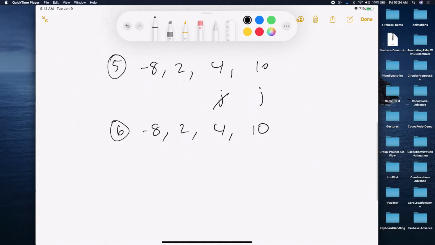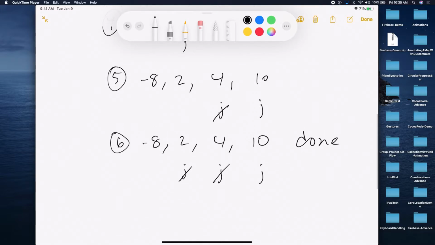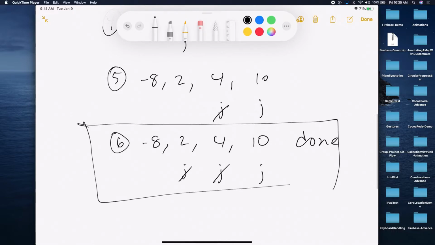We start off with J here. Is 2 less than minus 8? No. So let's increment J. Is 4 less than 2? No. So let's increment J. Is 10 less than 4? No. So at this point, we are done here. And here we have our sorted array. Right?